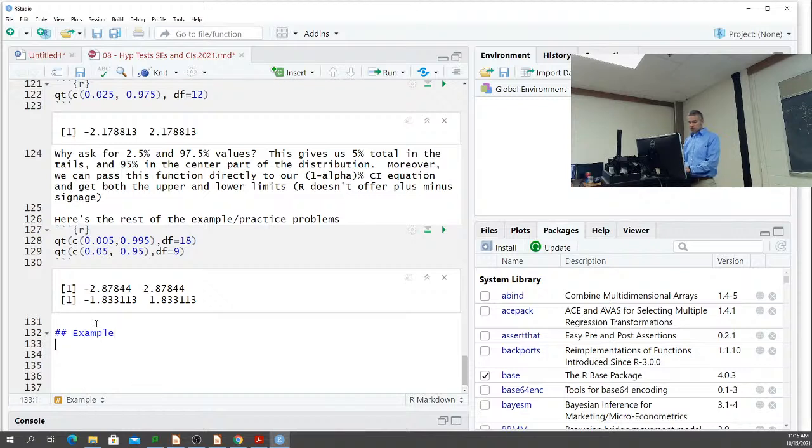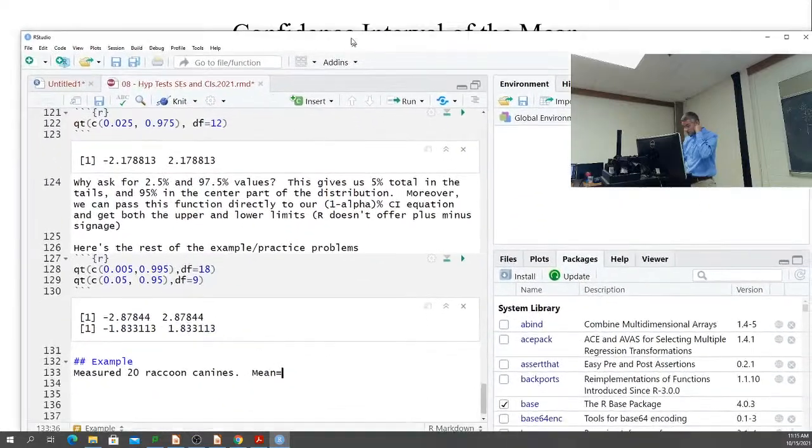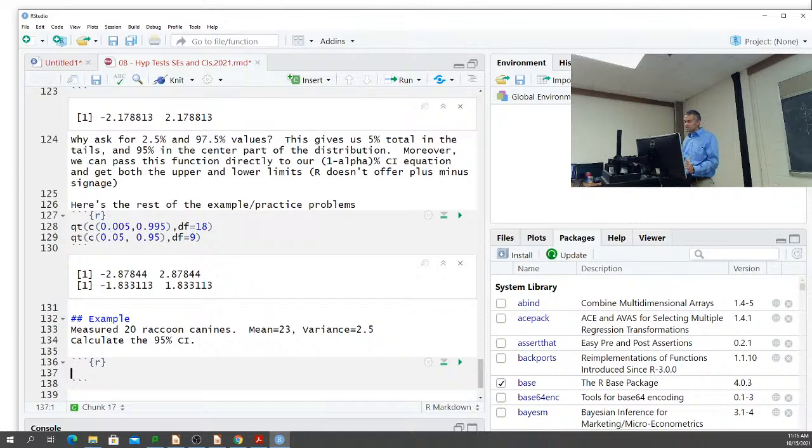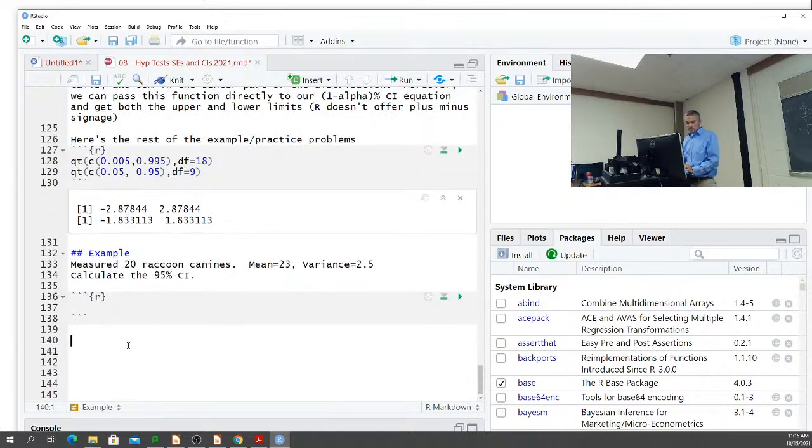So what we can do, we measured 20 raccoon canines. Our mean was 23 and the variance is 2.5. Calculate the 95% confidence interval. All right, that's our task. That's the example. Let's move this down.